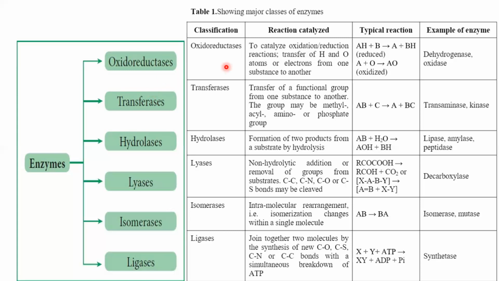So we have oxidases. Oxidoreductases catalyze oxidation-reduction reactions. They will transfer hydrogen and oxygen atoms or electrons from one substance to another. So here we have AH plus B. Now AH is converted to A and B is converted to BH. A's hydrogen has been transferred to the B product. B is the product, so this is a reduction reaction and this is an oxidation reaction. So here A got oxidized.